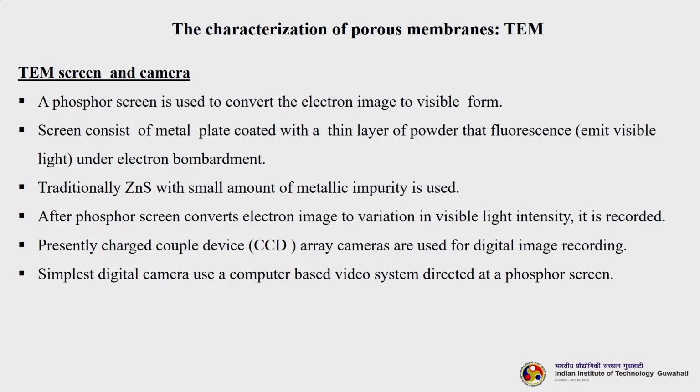A phosphor screen is used to convert the electron image to visible form in a TEM. The screen consists of a metal plate coated with a thin layer of powder that fluoresces under electron bombardment. Traditionally, zinc sulphide with a small amount of metallic impurity is used. After the phosphor screen converts the electron image to variation in visible light intensity, it is recorded. Presently, charge coupled device (CCD) cameras are used for digital image recording. The simplest digital camera uses a computer based video system directed at a phosphor screen.